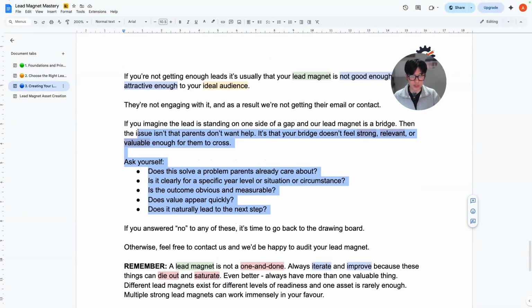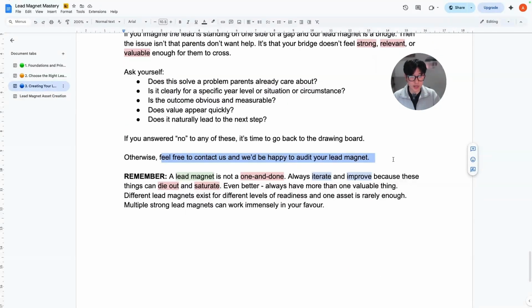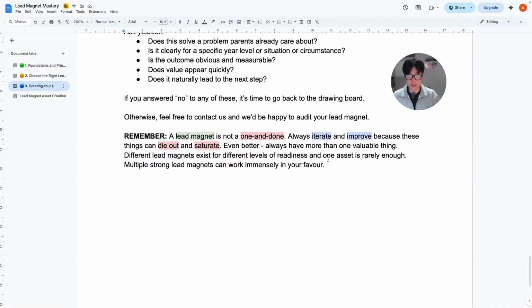Now, after doing all of this, if you find that you've managed to correctly follow all the steps, and it still doesn't work, then feel free to contact us and we'd be happy to audit your lead magnet on a call together. I'm going to leave this in closing.